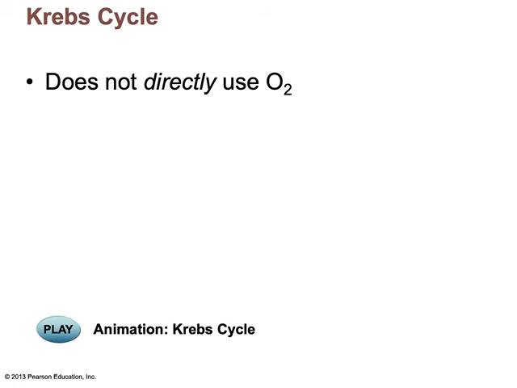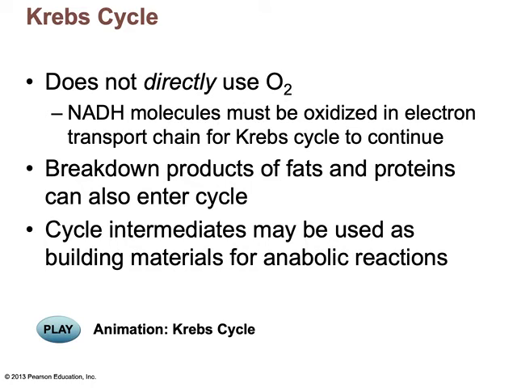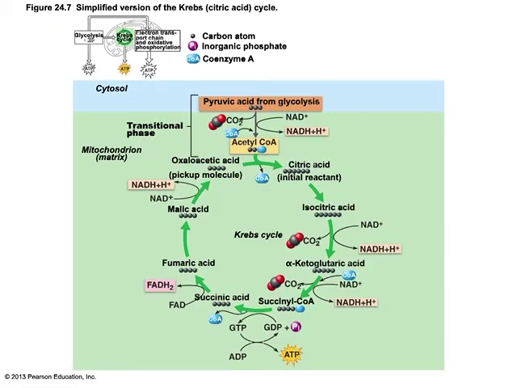So the Krebs cycle doesn't directly use oxygen. The NADH has to be oxidized by the electron transport chain. If not, then again, there's going to be a limiting reagent problem. So eventually, the Krebs cycle would shut down if there was limited oxygen available for an extended period, right? Breakdown products of fats and proteins can enter the cycle, and the intermediates can be used for other reactions, like to make amino acids to build proteins, as one example. The whole cycle is here, all right? But we'll look in detail at each step in the following video, okay?